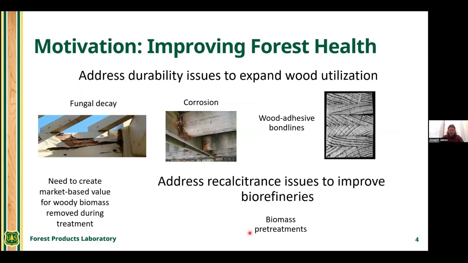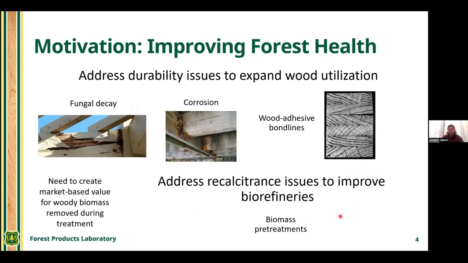So my part of that is really to do more basic and fundamental research to address durability issues in wood, to expand wood utilization. Some of those durability issues are fungal decay, fastener corrosion, and also wood adhesive bondline failures. You see that there's a crack right here in this glulam. And also addressing recalcitrance issues to improve biorefineries.